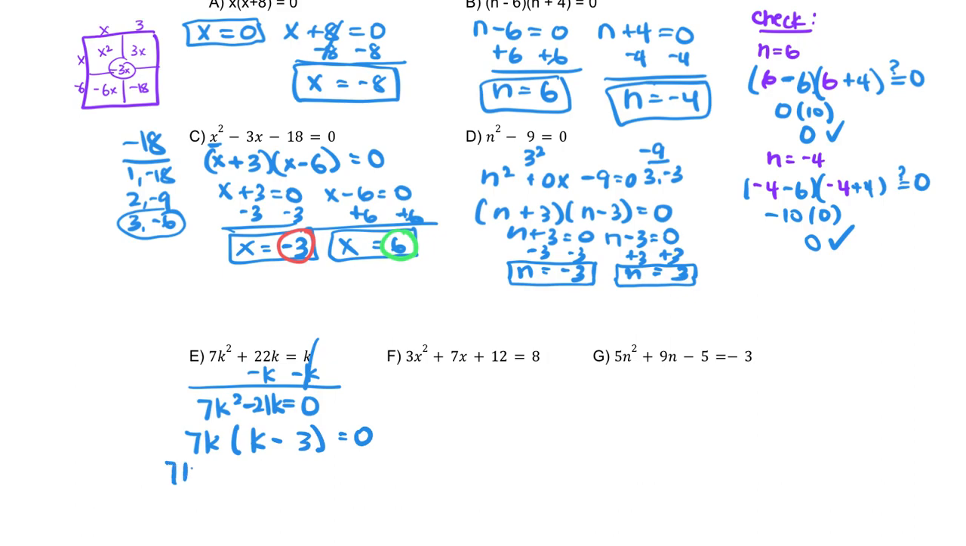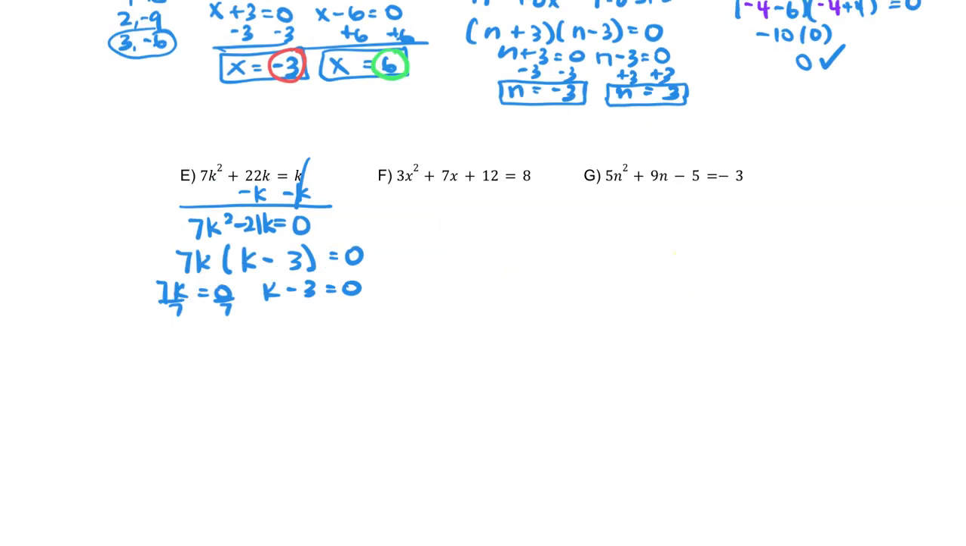So I'm going to set each of those factors equal to 0. And if I divide both sides by 7, I'm going to get k equals 0. So I have k is equal to 0. Here, if I add 3 to both sides, I get k equals 3. Of course, you can check those. I'm not going to do that on the video.